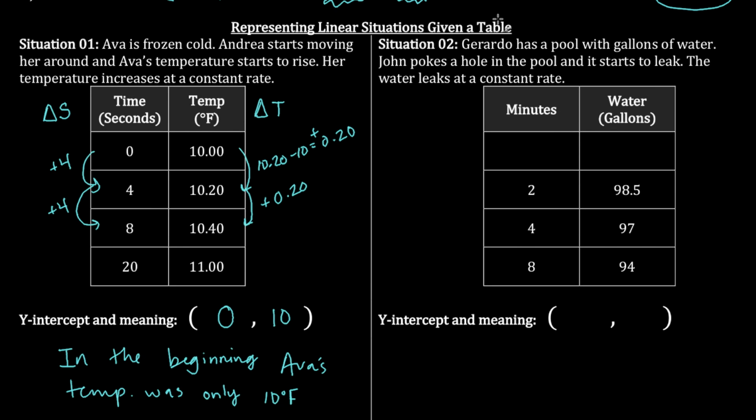Let's do another. So Gerardo has a pool with gallons of water. John pokes a hole in the pool and it starts to leak. The water leaks at a constant rate. So we know there's a constant rate. Remember, if we have trouble here, then we subtract going backwards. Like here, 10 to 10 and 20/100ths. We did 10 and 20/100ths minus 10, and we got positive 20/100ths.